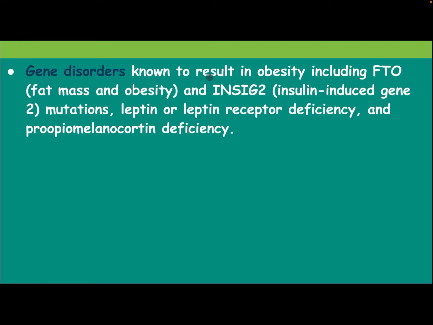Gene disorders known to result in obesity include FTO, fat mass and obesity, and INSIG2, insulin-induced gene 2 mutation, leptin or leptin receptor deficiency, and pro-opiomelanocortin deficiency.